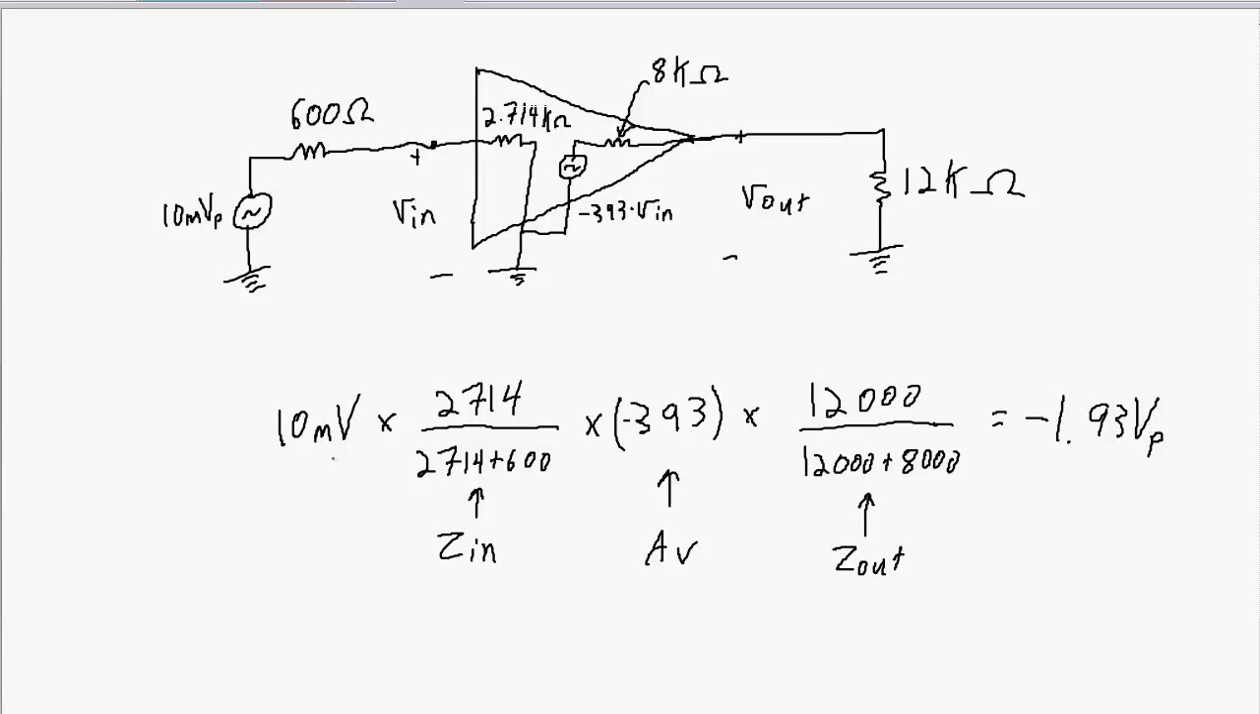Hopefully this video has helped you figure out how to do the AC analysis of a common emitter amplifier circuit. There's a couple of other configurations for BJT amplifiers, so check out my videos on those configurations.